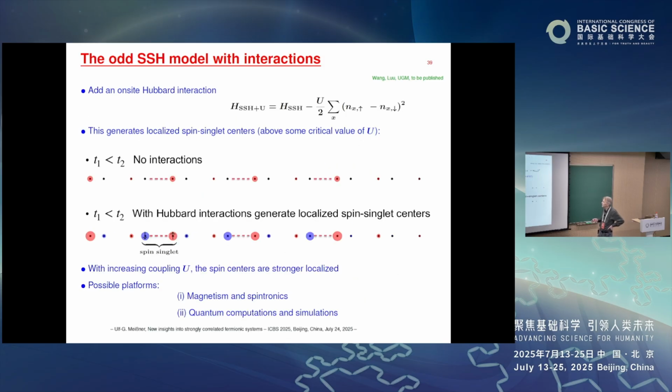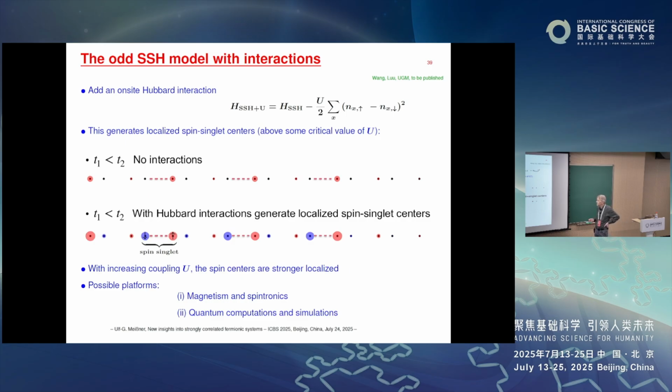So you can add a Hubbard on-site interaction to the old SSH model. So you will see that we generate spin singlet centers like this above some critical value of U. For no interactions, you get this picture I just showed you. But now, if you add these defects and you have a large enough U, you can really generate such spin singlet centers. And if you increase U, then they get more strongly localized. So this is, of course, a possible platform for magnetism, spintronics, quantum computation, and simulations.